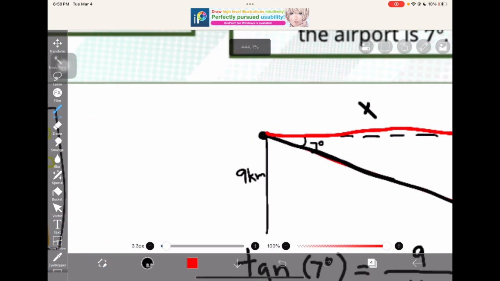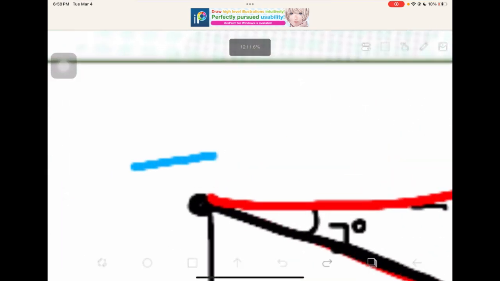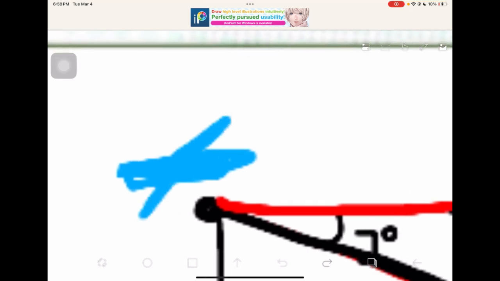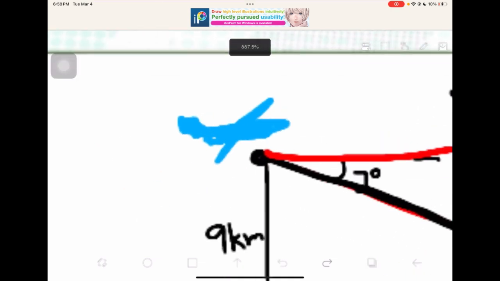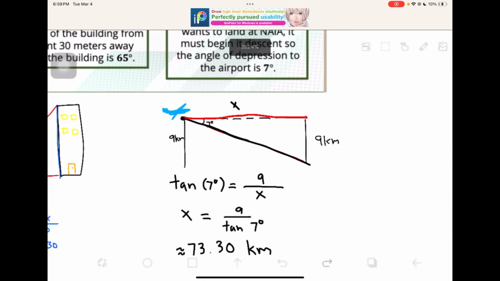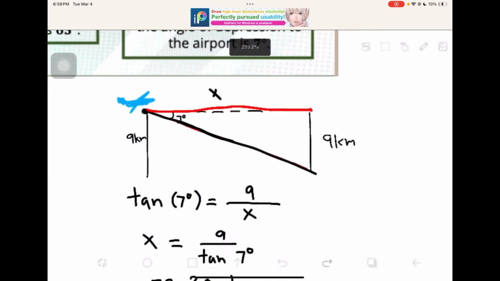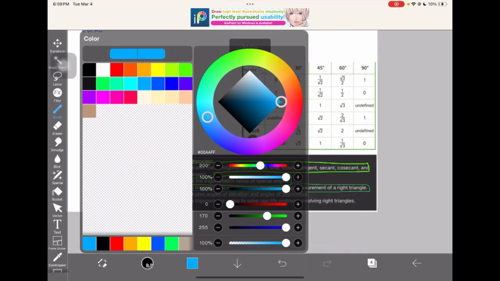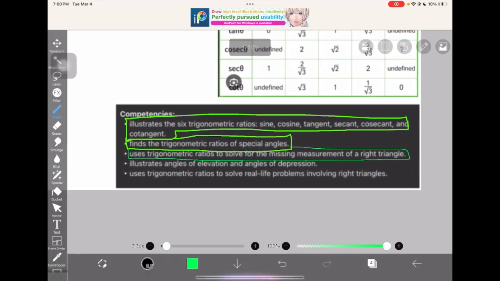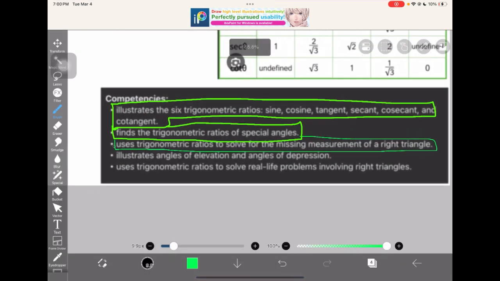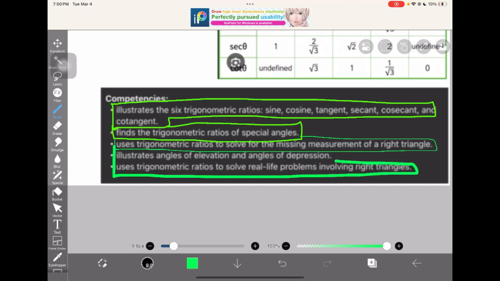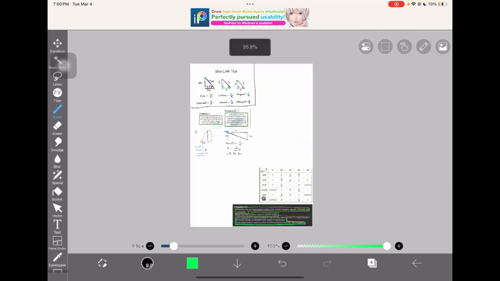And this is the illustration. Let me just draw a plane. Okay, it's roughly a plane. That's the plane. So that's what you should draw as well on the test. So yep, we have illustrated the angles of elevation and depression, and we use the trigonometric ratios to solve real life problems involving right triangles. And there it is. That's the entire review.